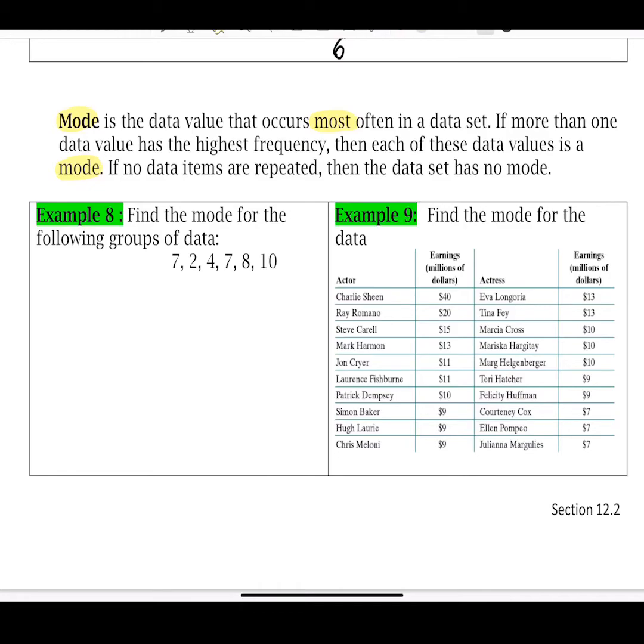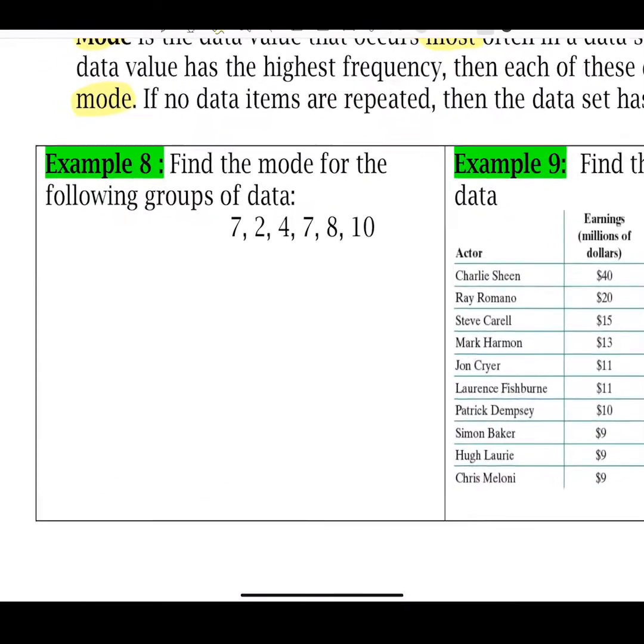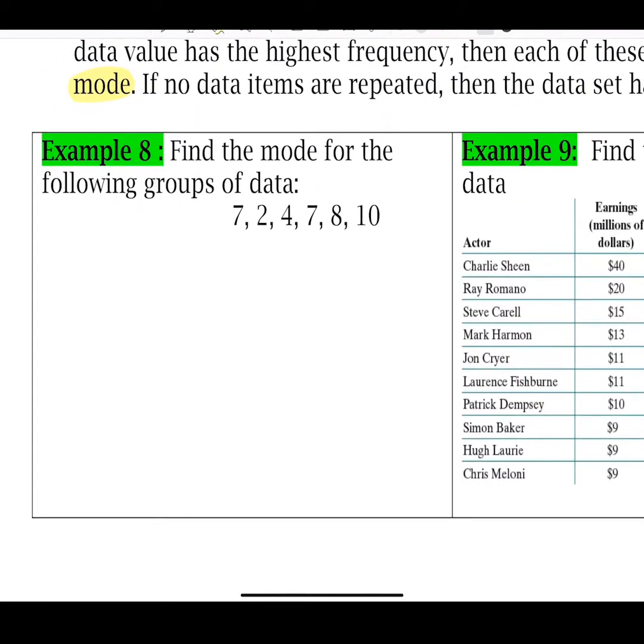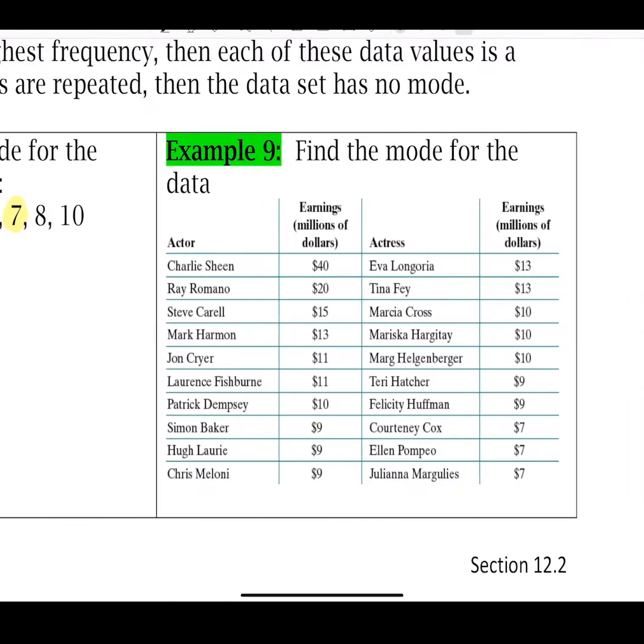So let's go ahead and take a look at example 8 here. Find the mode of the following groups. So what I'm trying to see is, is there a number that is occurring the most number of times? When I look at it, 7 is the only one that's occurring twice. So the mode of this data set is 7. All right, let's look at the next one.